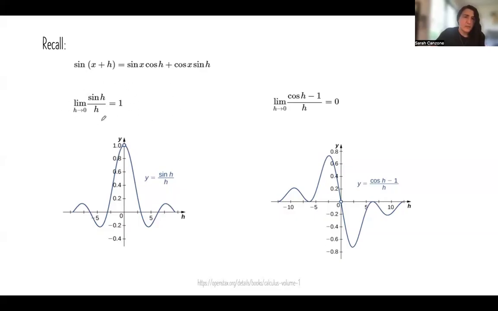And when you're looking to take the limit as h goes to 0 of the sine of h over h, we get that it's 1. And if you're looking at cosine, we get that it's 0. So these are just two important rules that it's typically good to know.